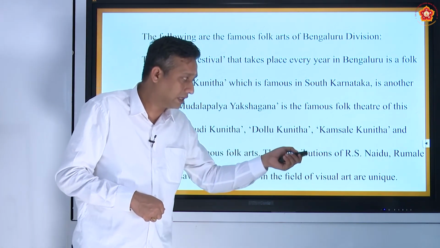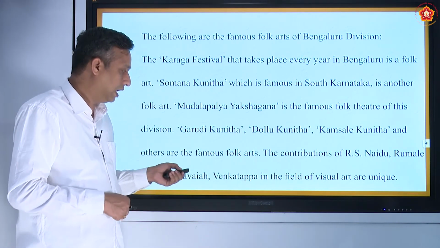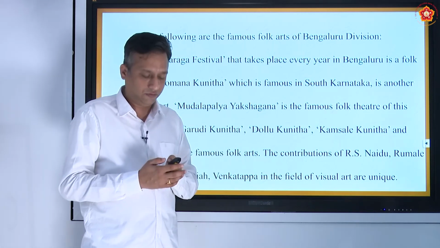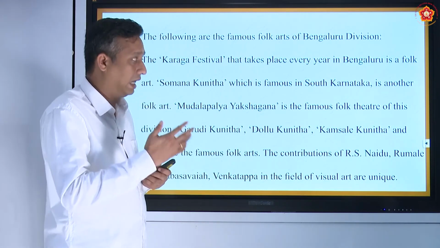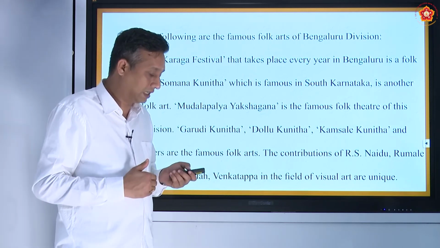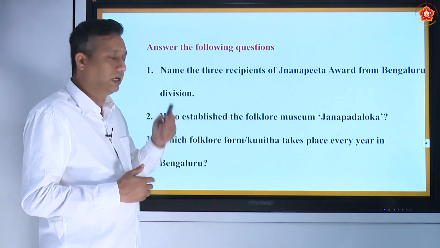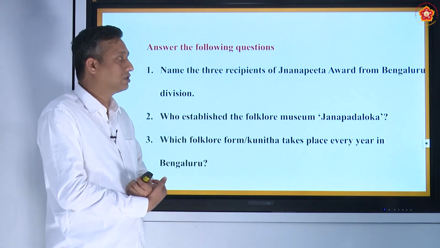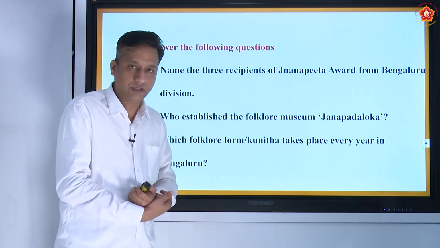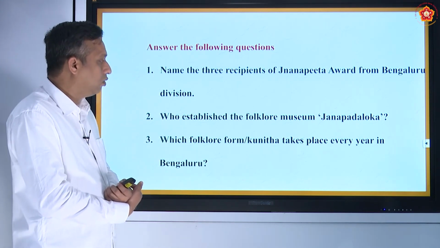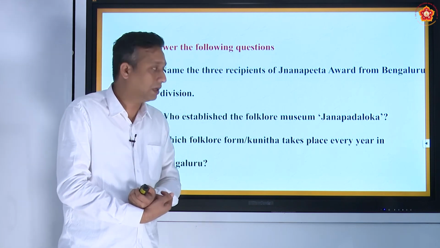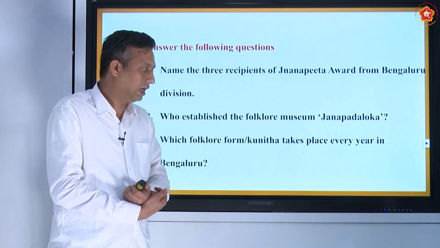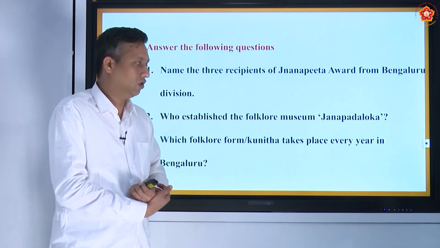The contributions of R.S. Naidu, Rumale Chennabasavaiah, and Venkatappa in the field of visual art are unique. These are the great personalities who have contributed to the field of folk literature and folk dance. So students, these are the following questions. Try to answer them. Name the three recipients of the Jnanpith Award from Bengaluru division. Second question, who established the Folklore Museum Janapada Loka? Question number three, which folklore form or kunita takes place every year in Bengaluru?